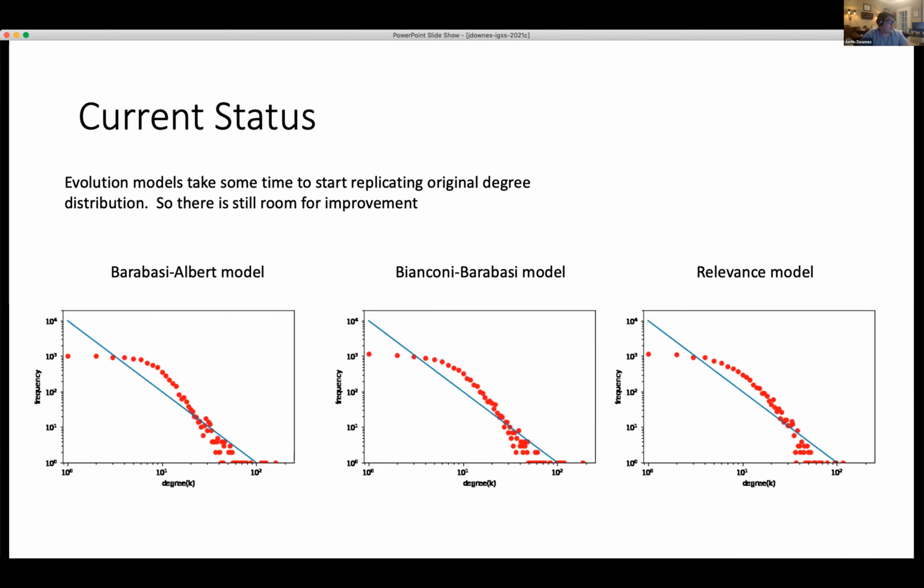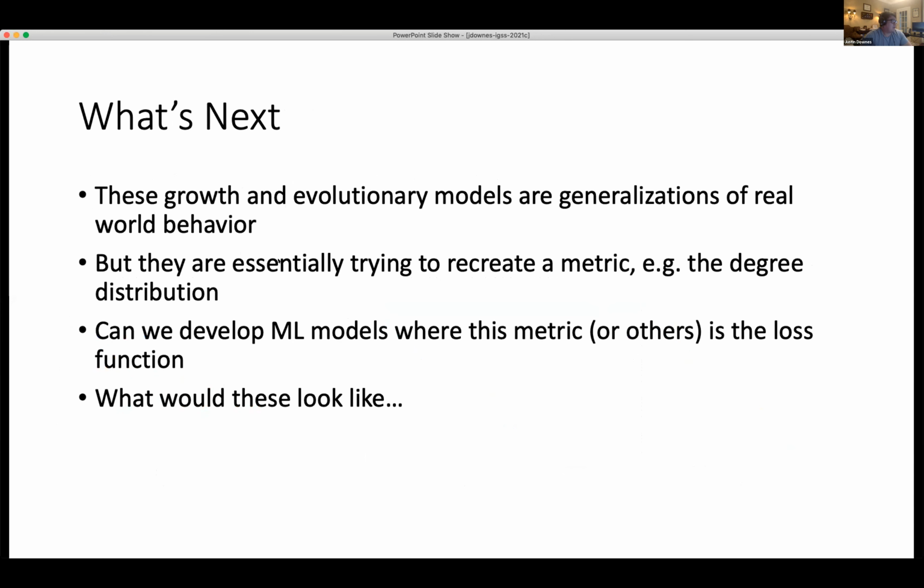So that's where I'm at now. This is sort of initial work. I hope to continue it over the next semester or so. So what's next?